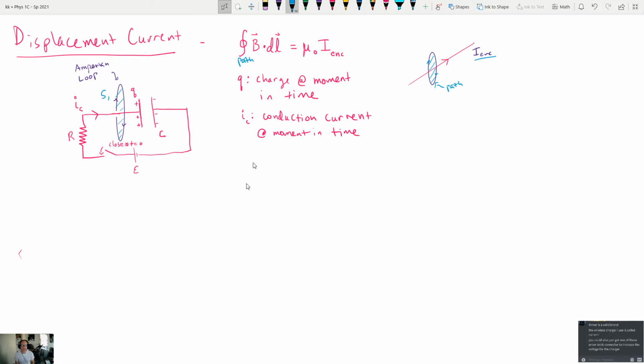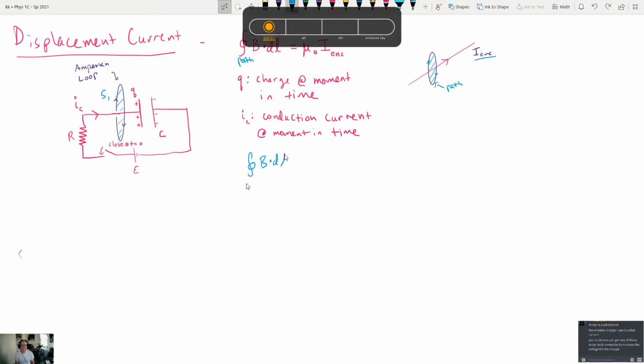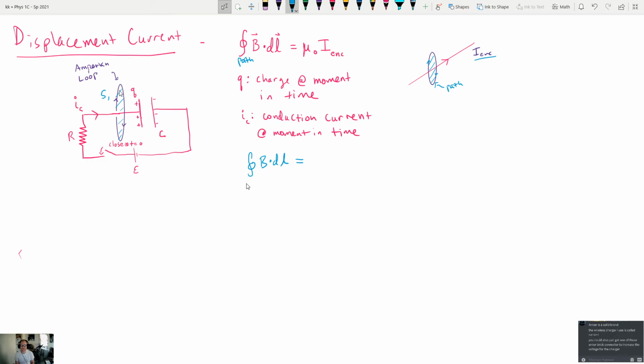Okay. And say that if I do the integral of B dot dl, and I use the surface S1 and ask the question, how much current passes through S1? The answer is going to be whatever the conduction current in the circuit is at that moment in time. Okay? This is our current understanding of how this works, right? And we could use this equation.